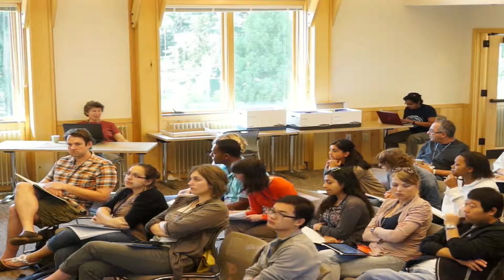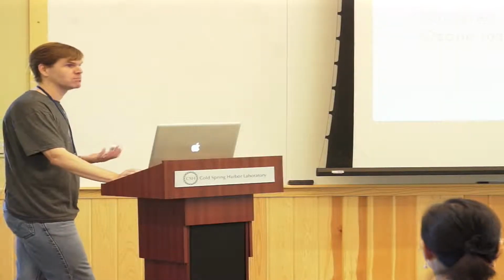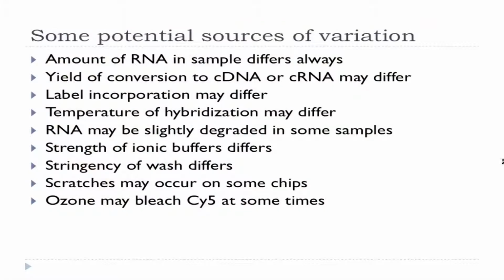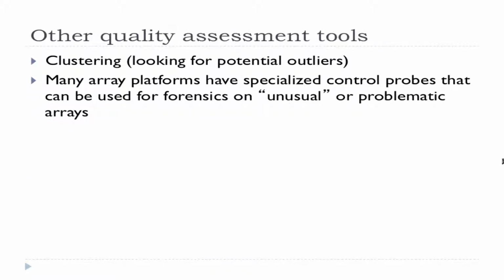So differences are important. Yes. But similarity across the sample set is often what we're looking for. Buffers can differ, stringencies of washes, scratches, ozone we talked about yesterday. Not in here are all the HR kinds of things, the tech left, the postdoc left, etc. Other quality assessment tools, clustering we talked about a little bit. Many array platforms have specialized control probes that can be used for forensics or unusual or problematic arrays.